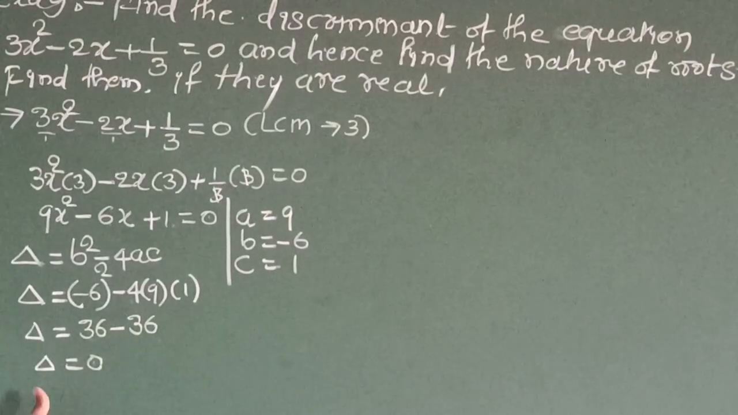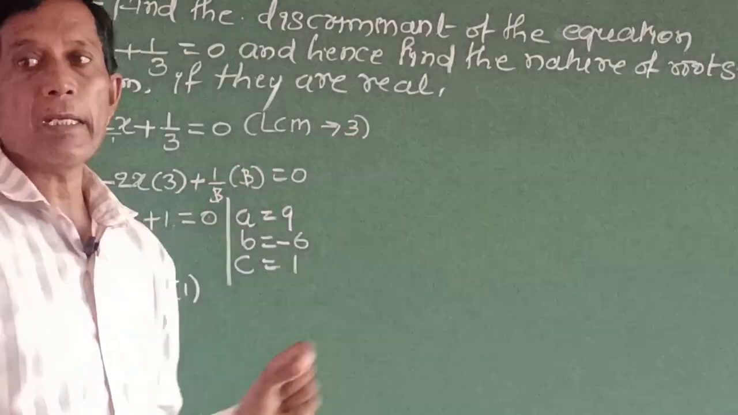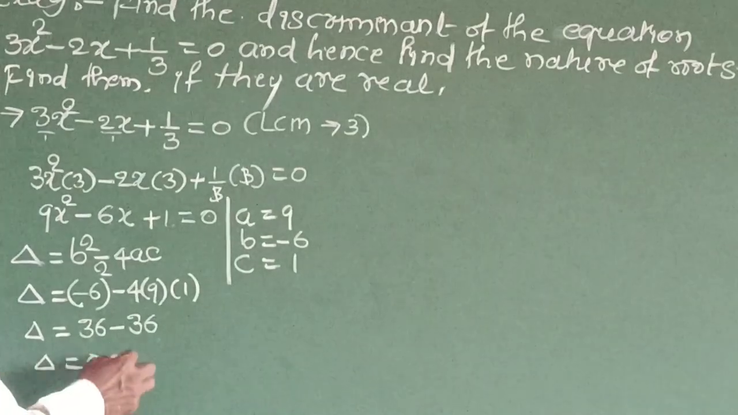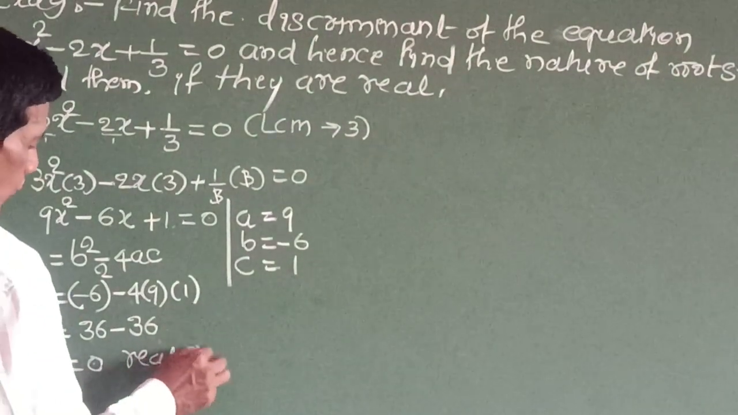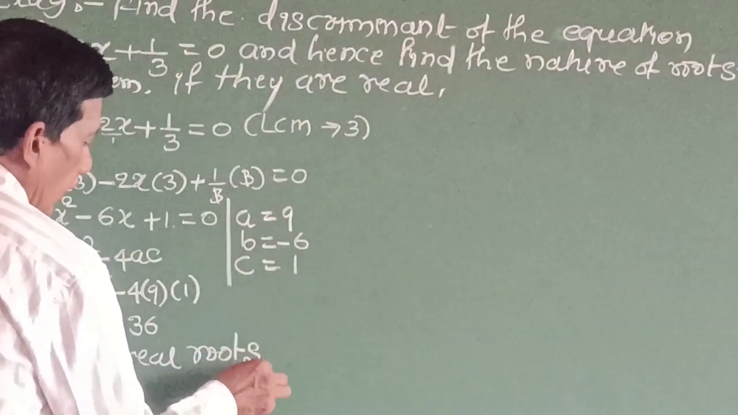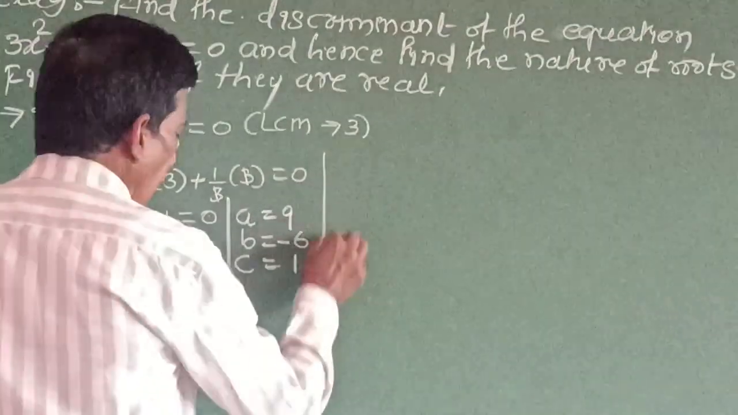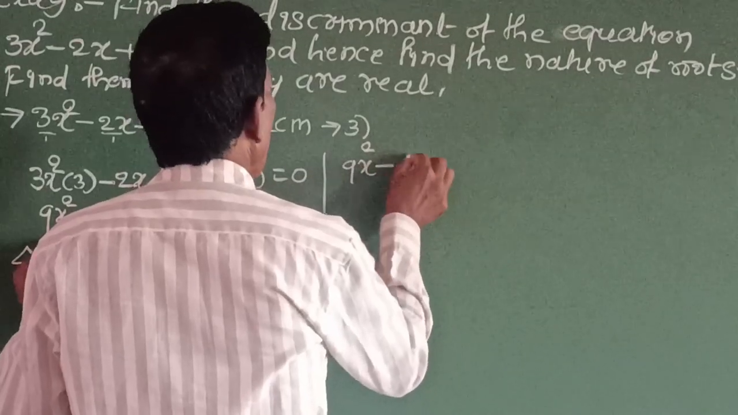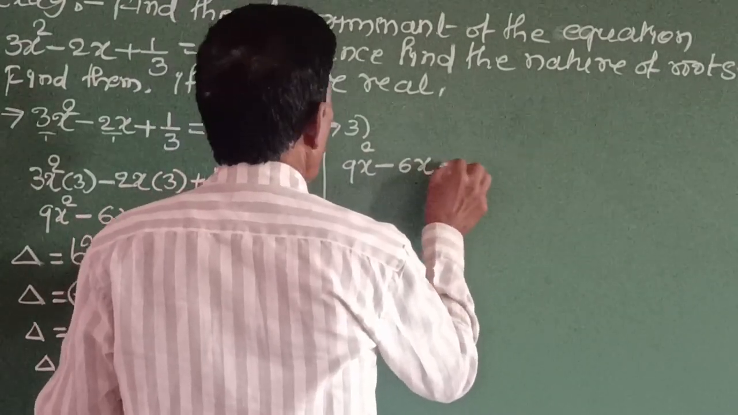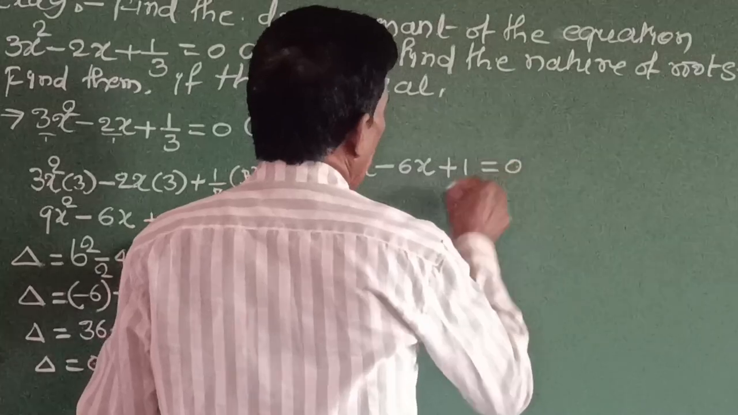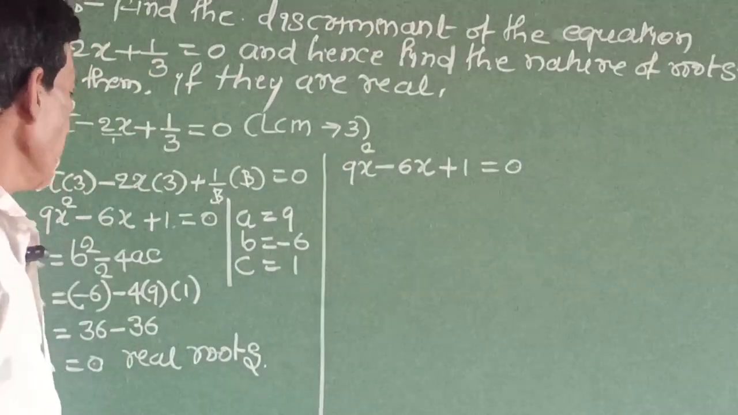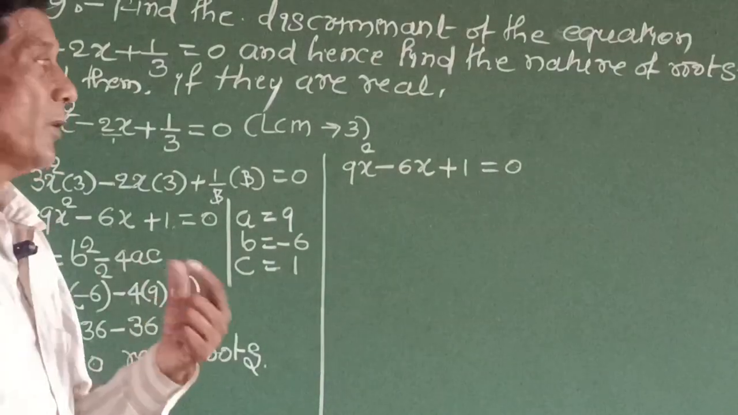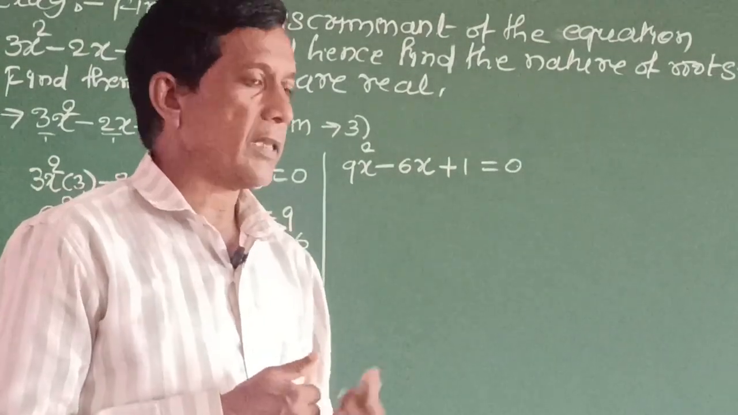Delta equal to 0. The nature of roots: are they real? Yes, it is real. Real roots. So the equation is 9x square minus 6x plus 1 equal to 0. When you directly find delta equal to 0, at that time you do not need to solve; you can directly get the answer of the given equation.